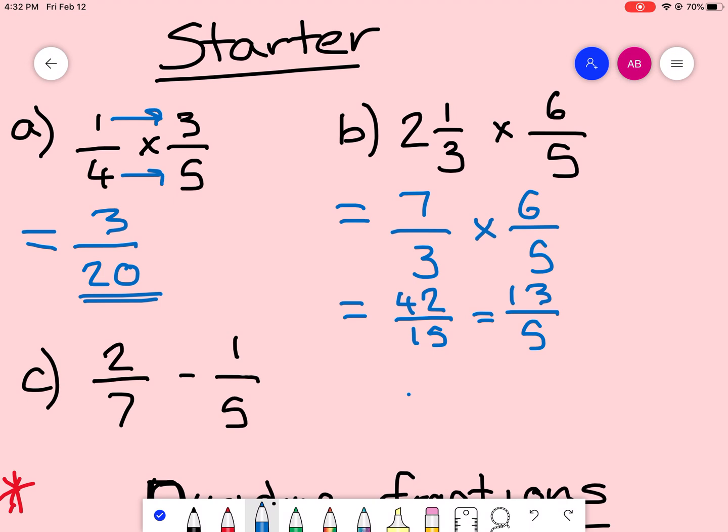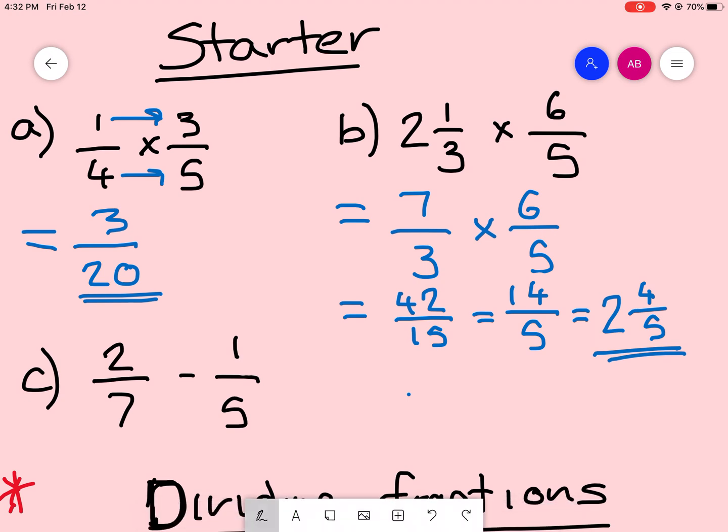Is that right? No, 14. Never mind, 14 over 5. Now we can change that into a mixed number then. 5 goes into 14 twice with the remainder 4, so we can put that over our denominator of 5.